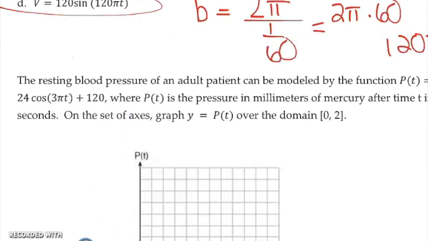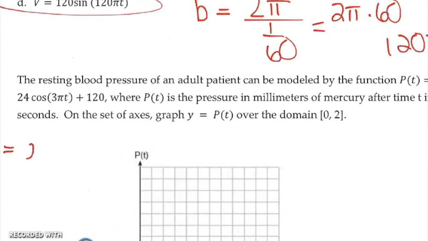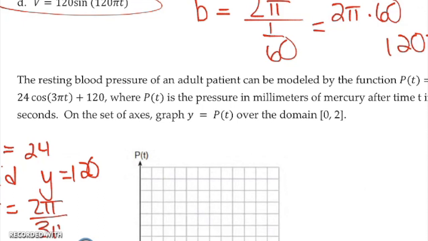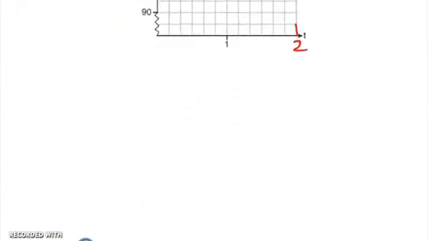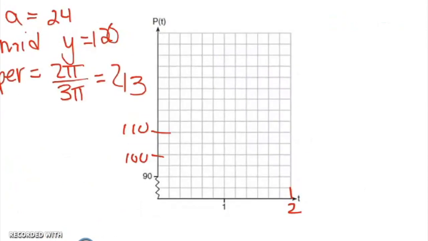So let's start with what we know here. I know that A is 24. I know that the midline is y equals 120. And it's a line. So I have a y equals there. The period, or the length of a wave, is going to be 2 pi over 3 pi, which is 2/3. So I'm actually going to start with that on my graph before I do anything else. At 2/3, that will be one full wavelength.